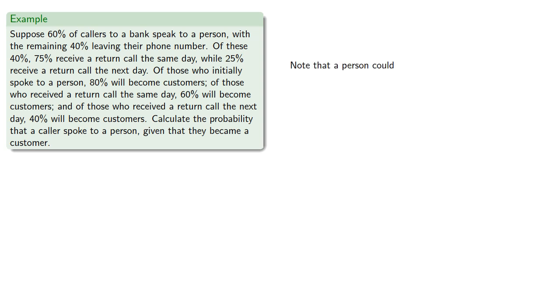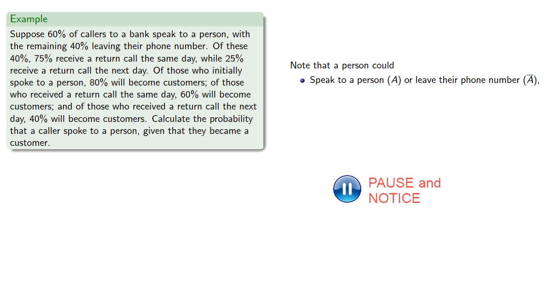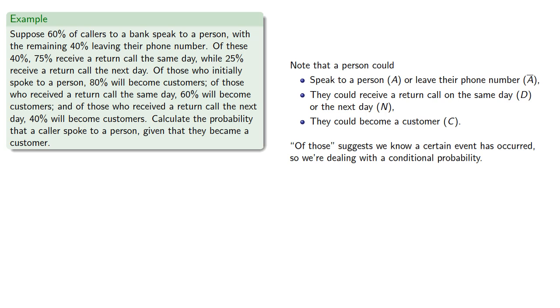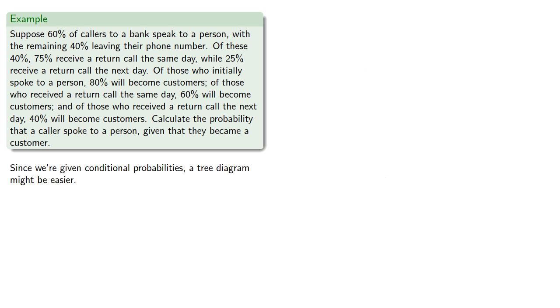So note that a person could speak to a person, we'll call that A, or leave their phone number, A complement. They could receive a return call on the same day, we'll call that D, or the next day, N, and they could become a customer. And we know that a certain event has occurred, so we're dealing with a conditional probability, and so we want to find the probability of A given C. Now, this is quite a mess of information, but note that we're actually given a bunch of conditional probabilities, and so a tree diagram might be easier to work with.